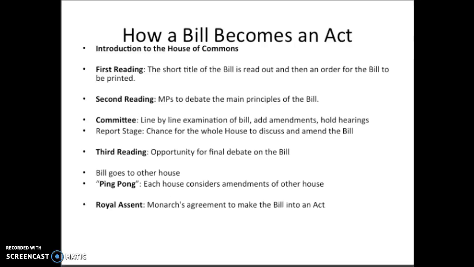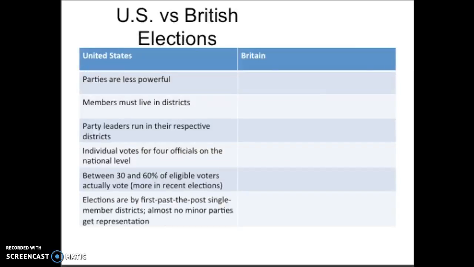And then once we've agreed on everything, it goes to royal assent, where the monarch agrees to make the bill an act. So pretty much if it gets through the House of Commons and the House of Lords, and they agree on a final version of the bill, it's going to get signed by the Queen. And then the last thing I want to look at is a chart comparing the U.S.